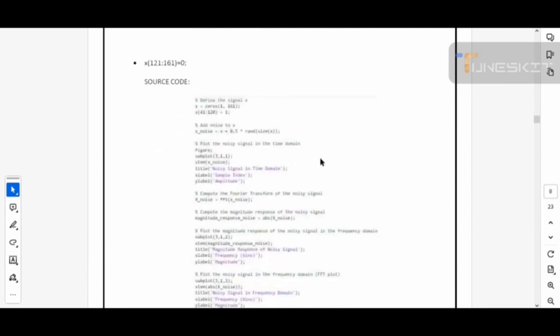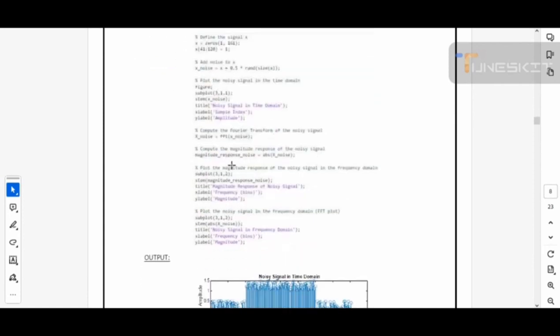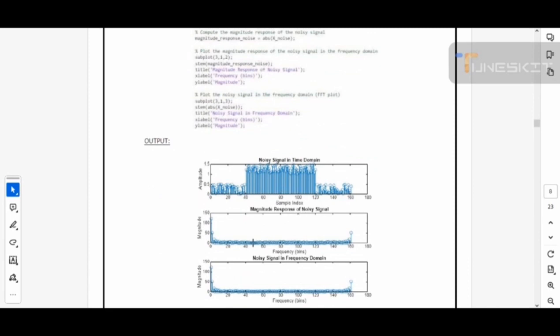Based on the 121 and 161, this is our next one, and here what we did, we just changed the value of x, and the desired output, the given output, is this one.